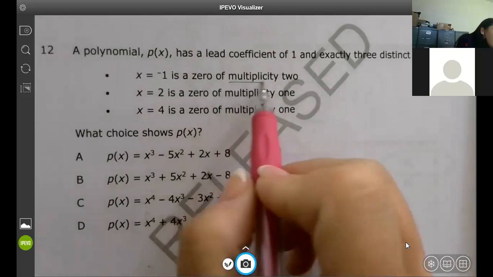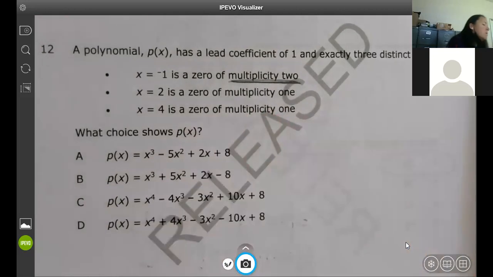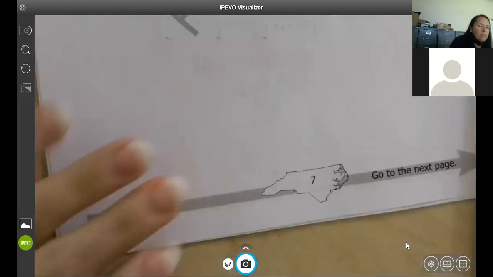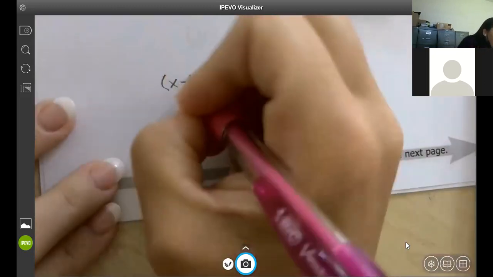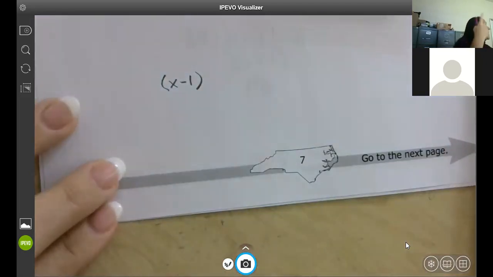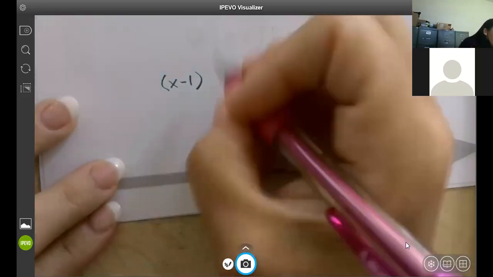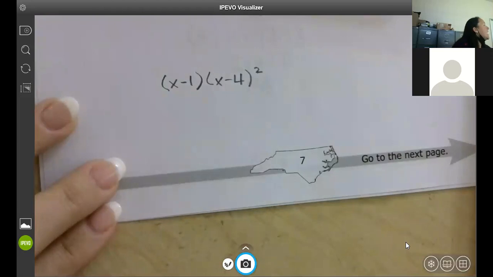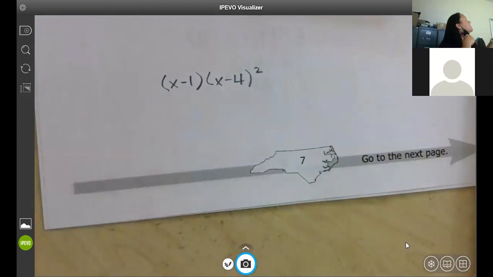What does this mean? Multiplicity of 2 compared to multiplicity of 1. Not multiplied by 2. What's it mean? You guys don't remember that? All right, multiplicity of 1 means it happens one time. So for example, I'm going to show you down here. X minus 1 means that positive 1 is your answer, happens one time. That's a multiplicity of 1. X minus 4 squared means that we have the answer positive 4 2 times. That's a multiplicity of 2.